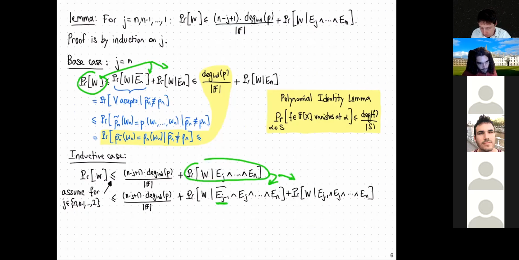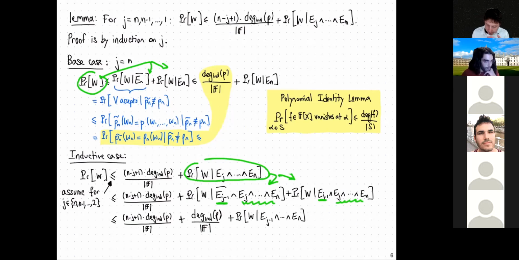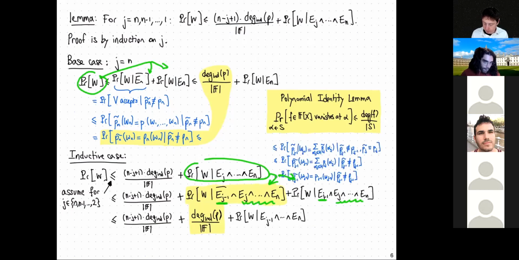So it means that we have the two events, not ej-1 and ej-1. All the other ones are the same. These guys are the same. And what we want to argue is that this first expression here is at most the very same expression that we had before. And again, it's a similar argument, okay?